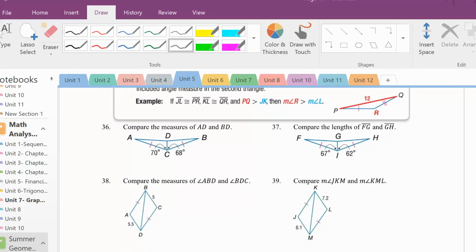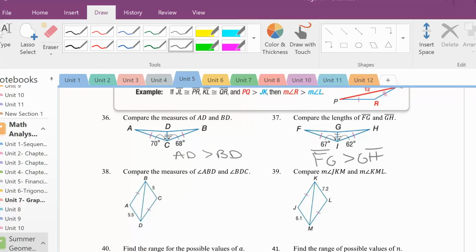So for example, it says compare the measures of AD and BD. Well, I know the two sides here are congruent because AC is marked with BC and then CD is a reflexive property. So AD would be bigger because 70 is bigger than 68. So AD is greater than BD. So go ahead and try 37 on your own. And yes, FG would be greater than GH because notice 67 is greater than 62 and those two sides are equal.